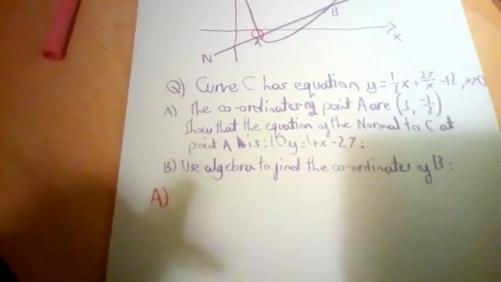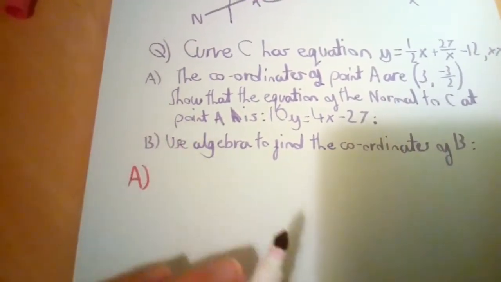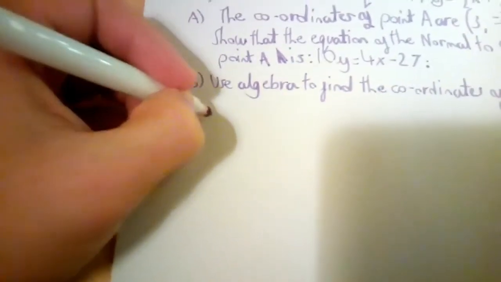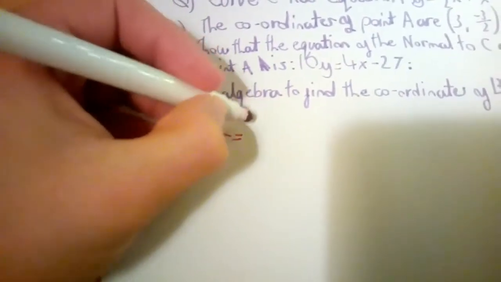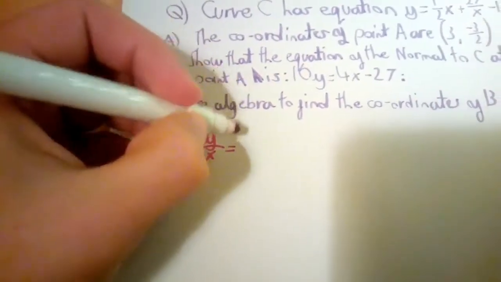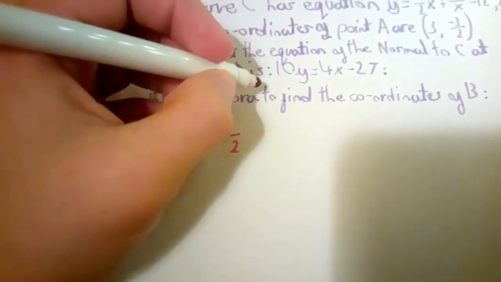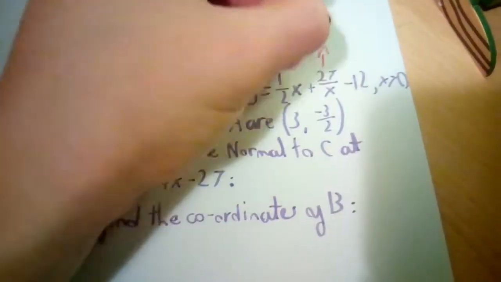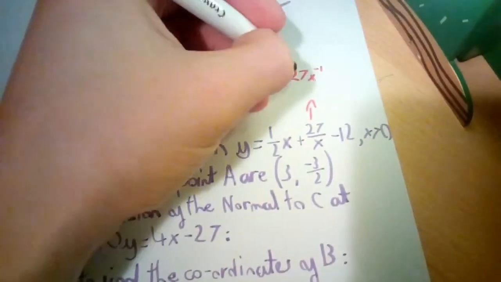So to get the equation of the tangent, I'm going to find its gradient by finding the derivative of C at that point. So dy/dx, the derivative of y with respect to x, is equal to a half x, as you know, when finding the derivative of a coefficient of x, it's just the coefficient, which is a half, plus the derivative of 27 over x, which can be written as 27 times x to the minus 1 in exponent form.